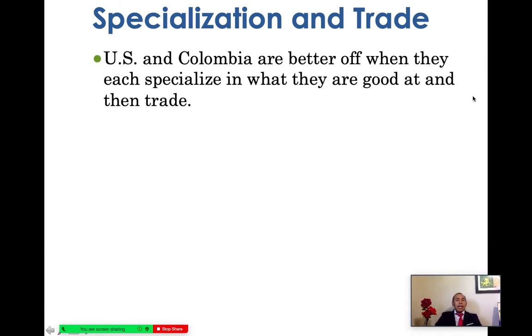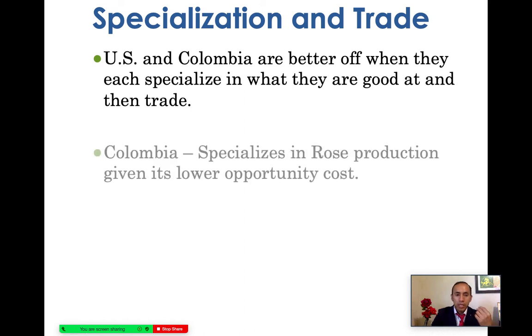and produce the product in which they have the lower cost, the one they're good at producing, and then trade with each other for mutual gains. Sometimes countries go back and forth in terms of trade. What are they going to trade, or what are the terms of trade? But as long as it's mutual, there are gains for both.